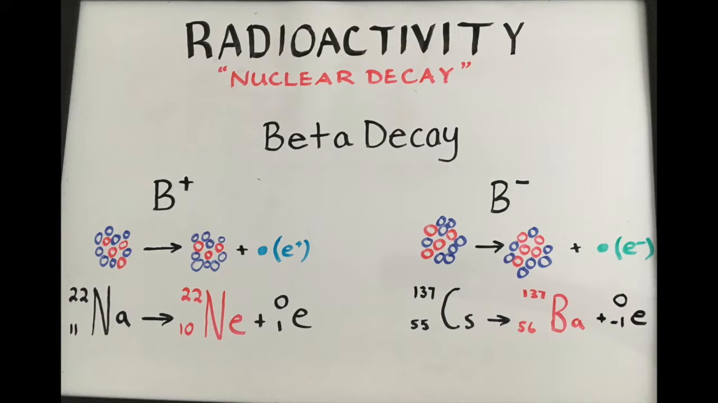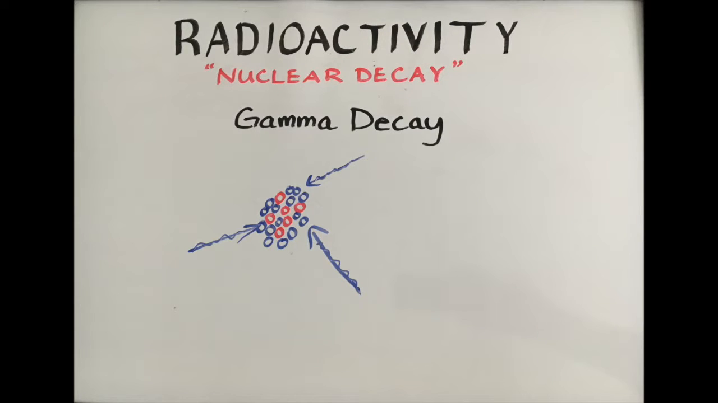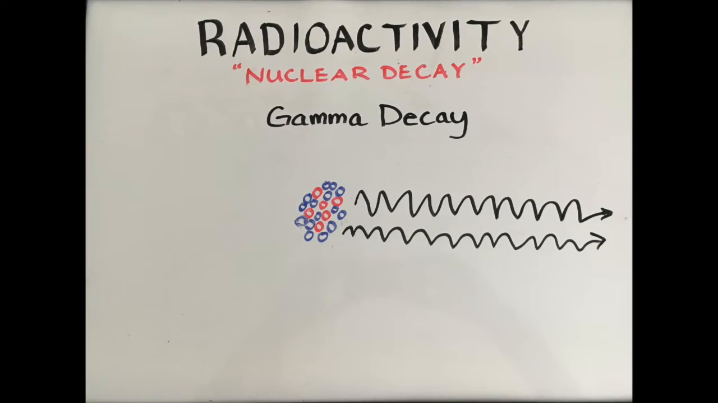The final form of radioactivity is gamma decay. Gamma decay occurs due to an excess of strong nuclear force. This excess energy is released by the ejection of gamma waves. The number of protons and neutrons, however, do not change.